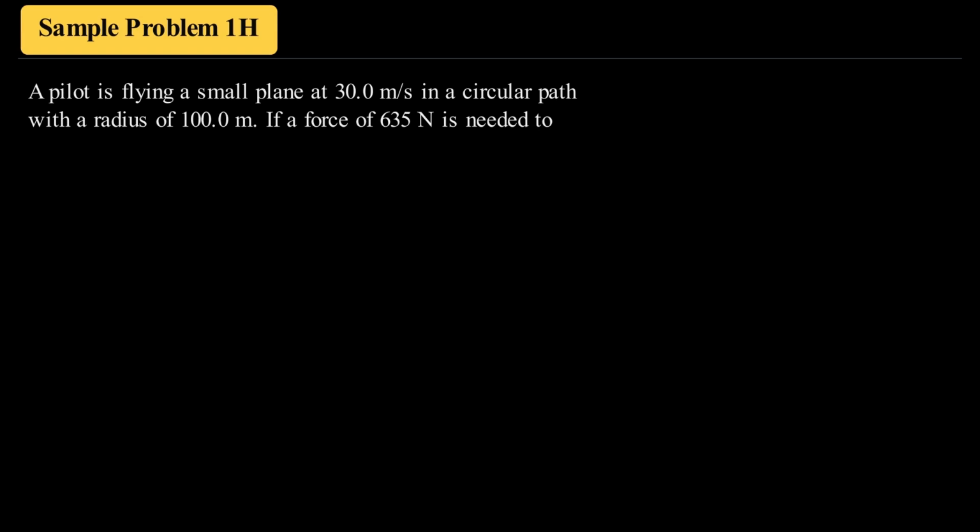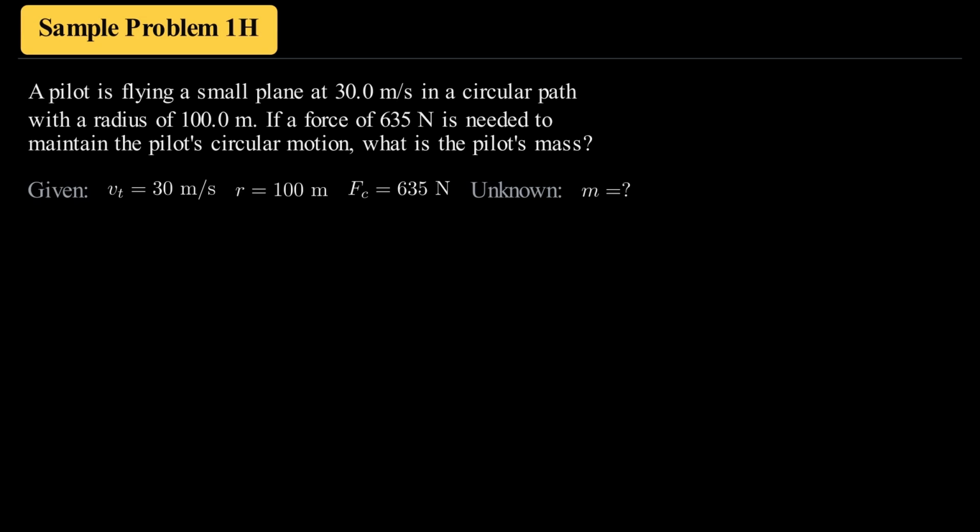Now let's solve a few questions. We have sample problem 1H. A pilot is flying a small plane at 30 meters per second, so that is Vt, in a circular path with a radius of 100 meters, that is R. If a force of 635 Newton is needed to maintain the pilot's circular motion, so that is Fc, which is 635 Newton. What is the pilot's mass?